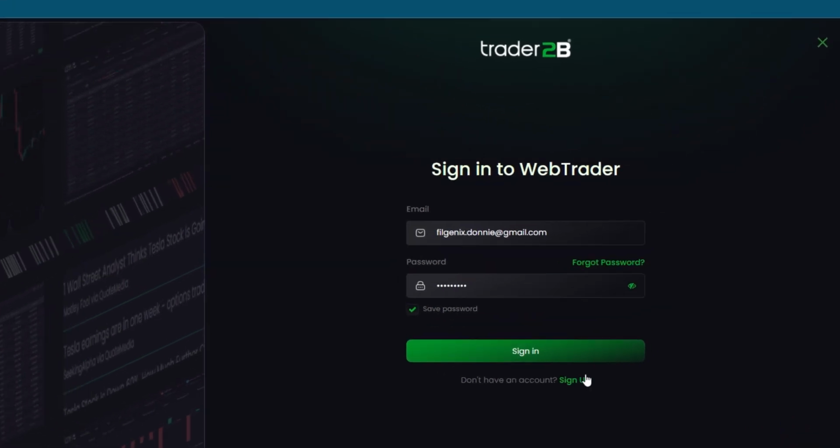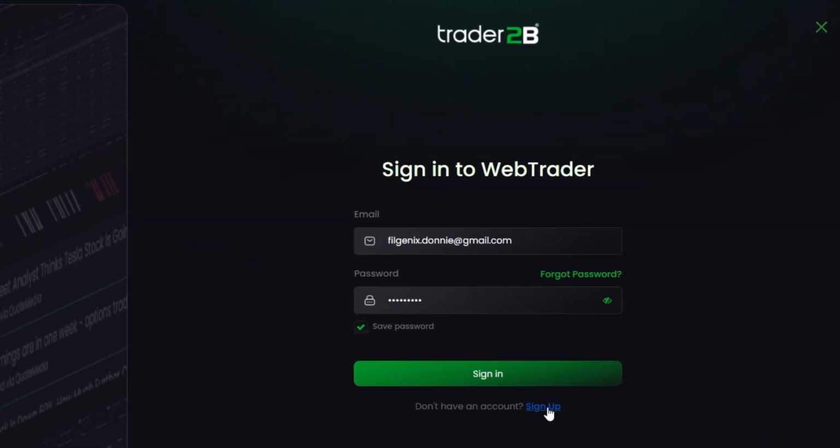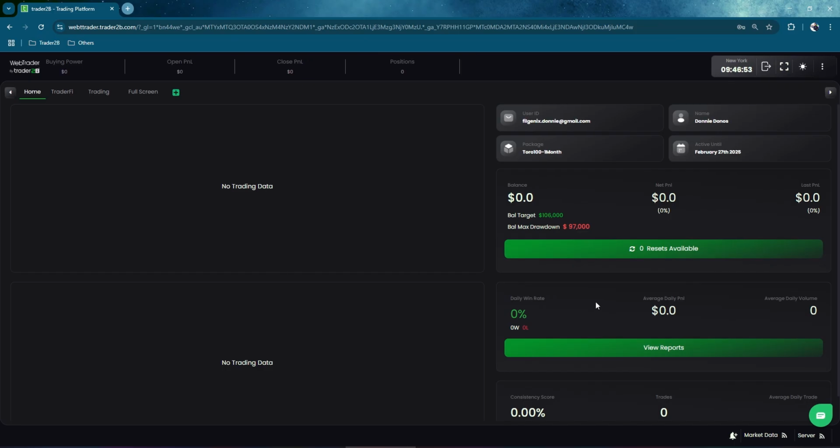If you already have a Trader2B account, simply log in. If not, you can sign up for free. We offer 14 days of demo trial account and take your first step towards earning a funded account once past the Toro Challenge.